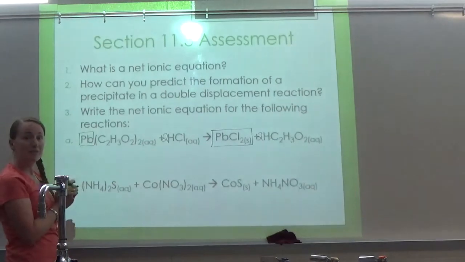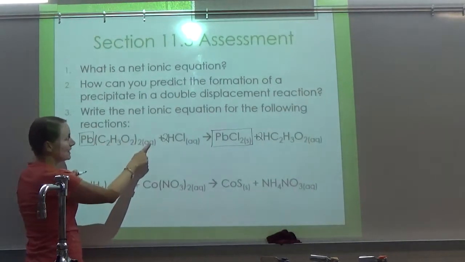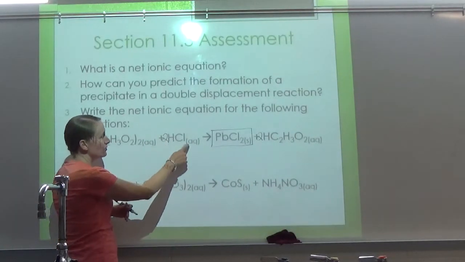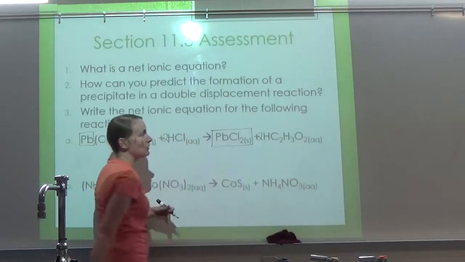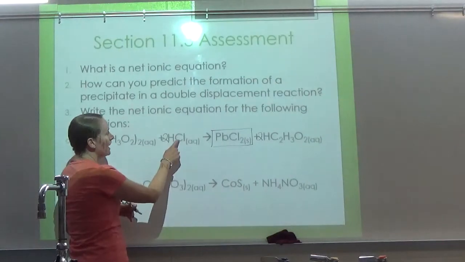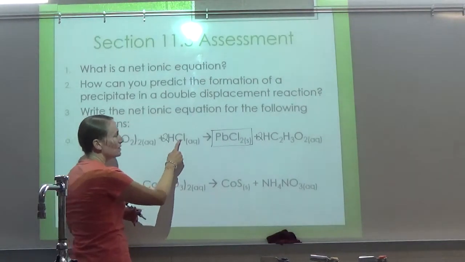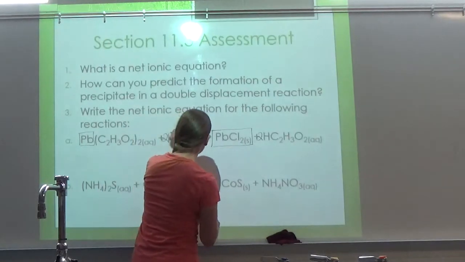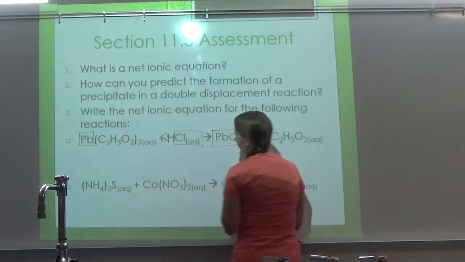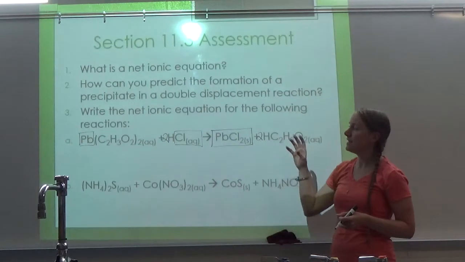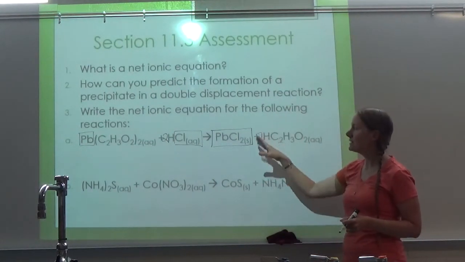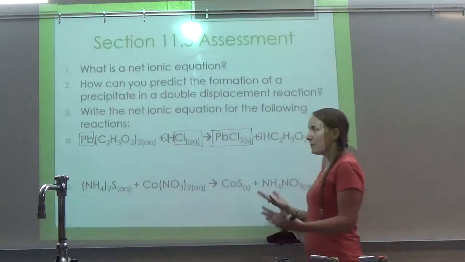So lead was aqueous, now it's a solid, so it did something. So I'm going to keep lead. Acetate was aqueous, it's still aqueous, so it did nothing. Hydrogen was aqueous, it is still aqueous, so it did nothing. And chloride ion was aqueous, and it is a solid now, so it did do something. So that means I need to save lead, I need to save chlorine, and I need to save lead 2 chloride. So I pull those down.